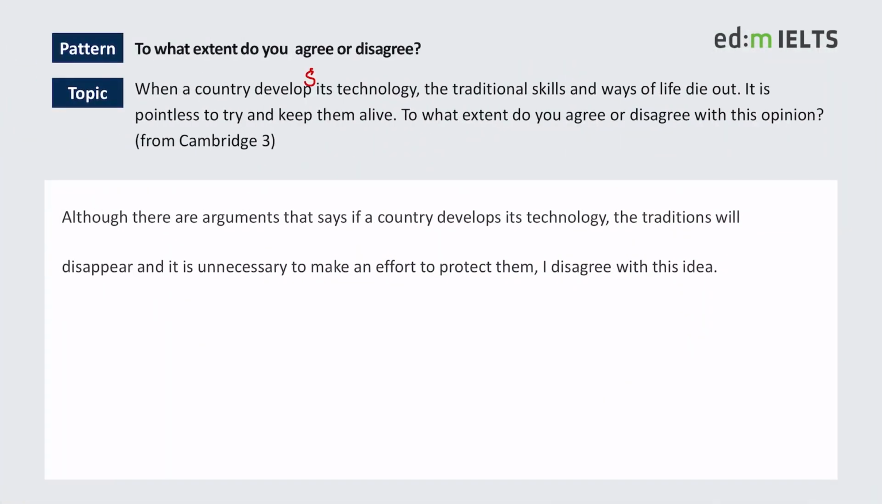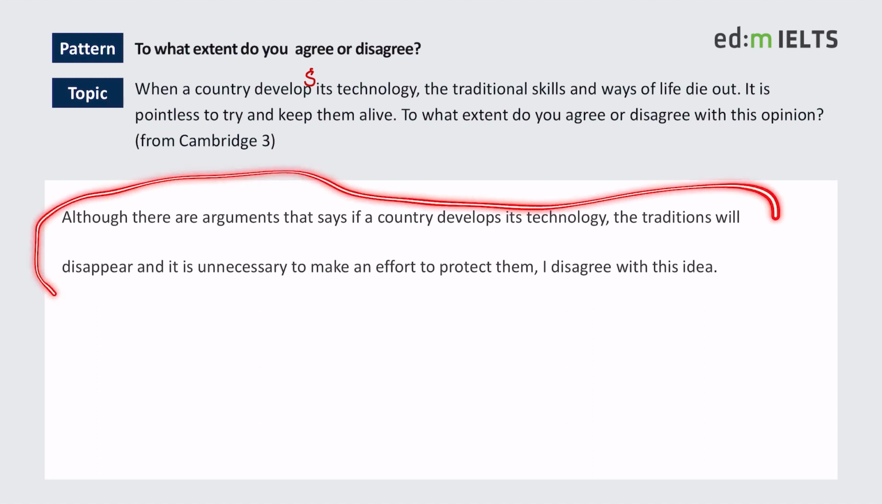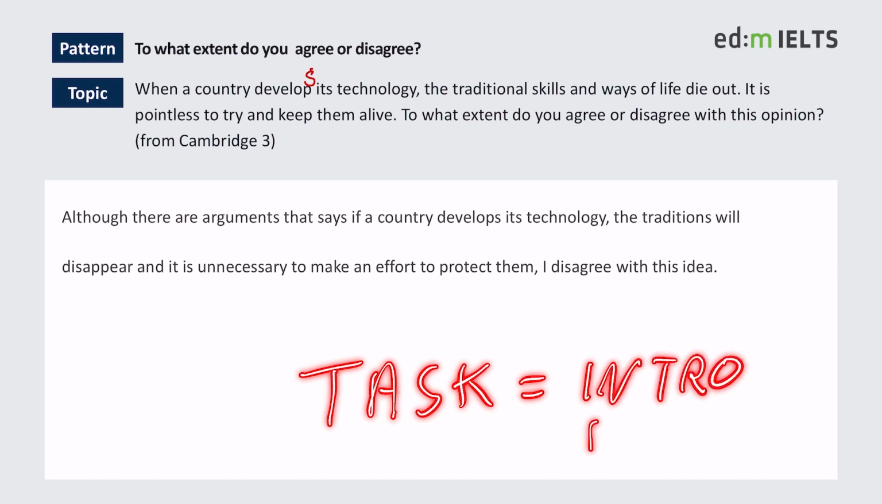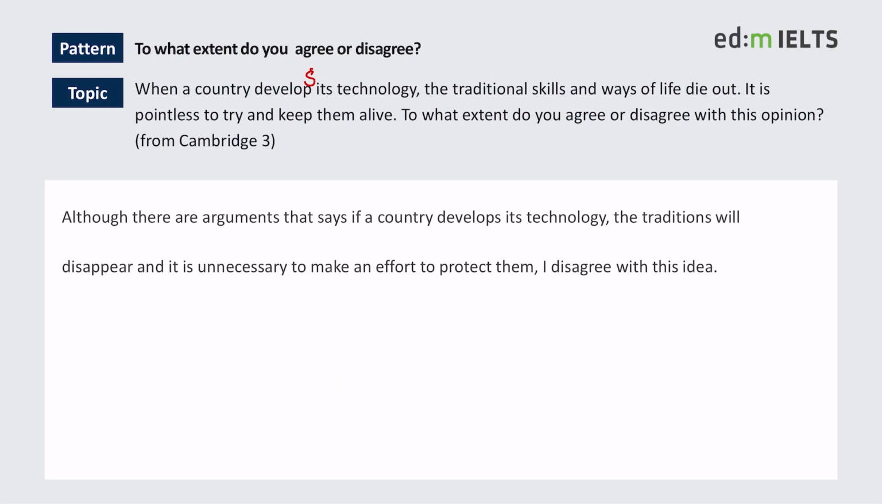Okay, now here's the part where we'll start to look at this together. Although there are arguments that says if a country develops its technology, the traditions will disappear and it's unnecessary to make an effort to protect them, I disagree with this idea. We'll talk about this a bit more later, but I should just mention that when you write your introduction, a single sentence might be okay for task 1, but for task 2, it's really an introductory paragraph, not an introductory sentence.